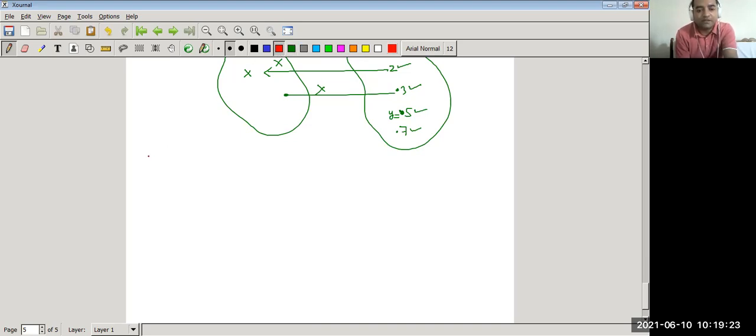So now the last and most important thing: understanding the graph, understanding the function graphically.